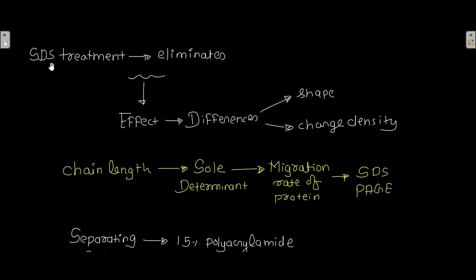Thus, SDS treatment eliminates the effect of the differences in shape and charge density, so that chain length should be the sole determinant of the migration rate of protein during the SDS-PAGE technique. Okay, so the rate at which the protein migrates should only depend on its chain length, that is its mass, and not on its shape and charge density, and that is made sure by the SDS treatment.